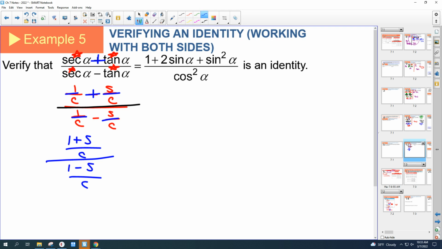So you might be able to shortcut this step, but I know I'm dividing by fractions, so I could multiply by the reciprocal. Multiply by the reciprocal, those c's are going to cancel out. I'm going to get 1 plus s over 1 minus s.